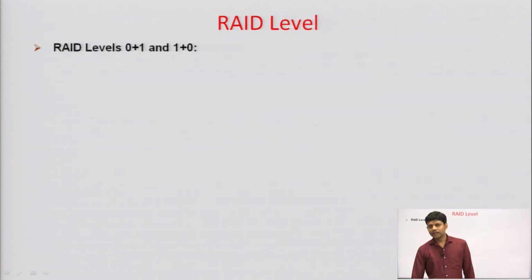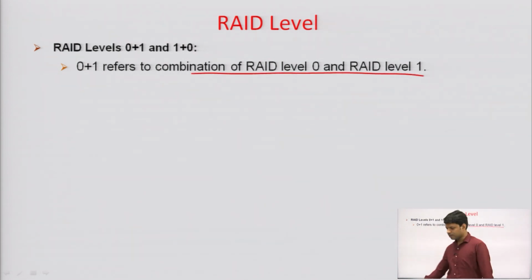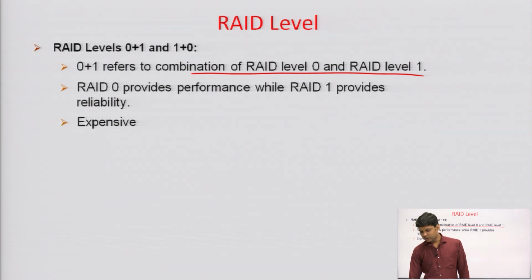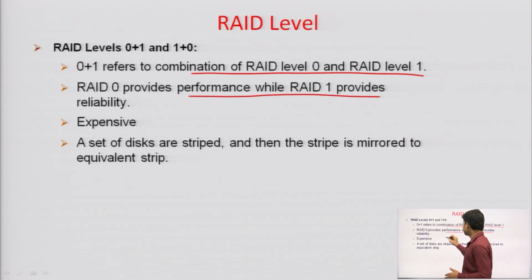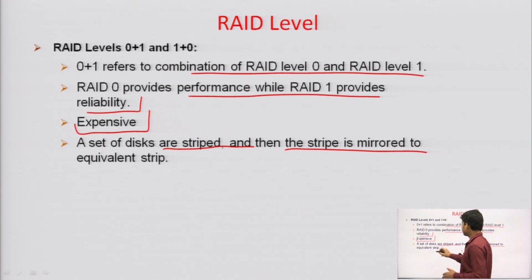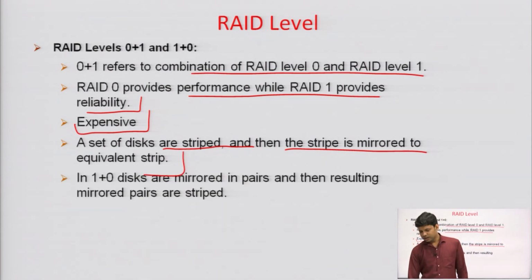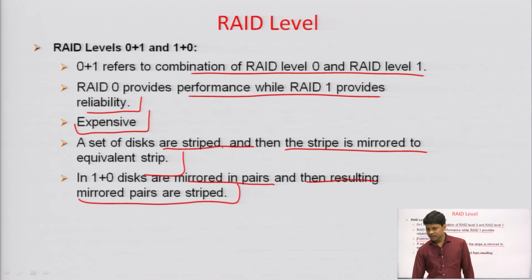Another level is RAID level 0 plus 1 and 1 plus 0. 0 plus 1 refers to a combination of RAID level 0 and RAID level 1, and similarly 1 plus 0 refers to a combination of RAID level 1 and RAID level 0. RAID level 0 provides performance, while RAID level 1 provides reliability, and it is very expensive. In 0 plus 1, a set of disks is striped and then the stripe is mirrored to an equivalent stripe. In 1 plus 0, disks are mirrored in pairs and then the resulting mirrored pairs are striped. So, this is the combination.